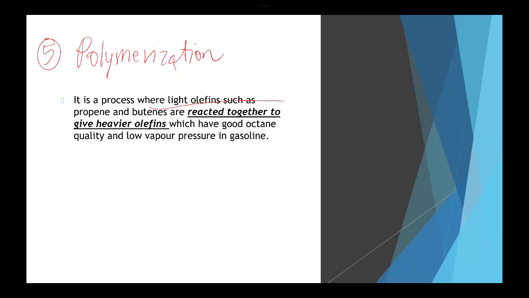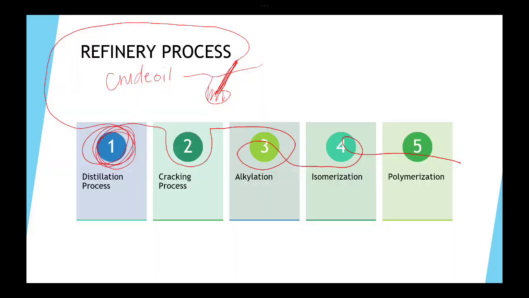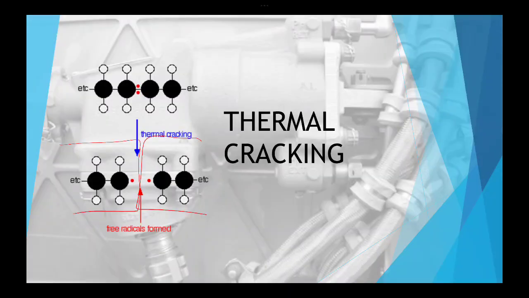So I hope you do get the five refinery processes. Let me just go back to this process. So again, the refinery process we do have five. First is the distillation process, followed by the cracking process. The third one is alkylation. The fourth one is isomerization, and lastly, the fifth one is polymerization. Okay, I hope you do get the refinery process. Okay, let's move to the next one.